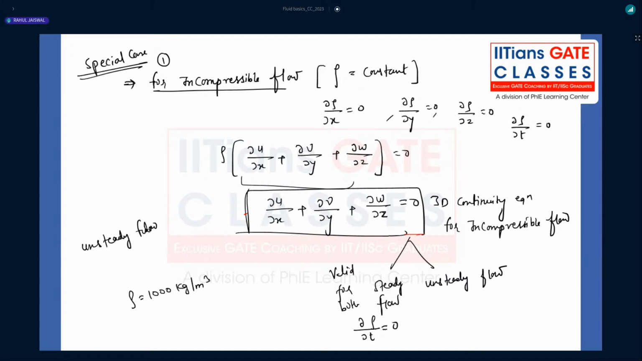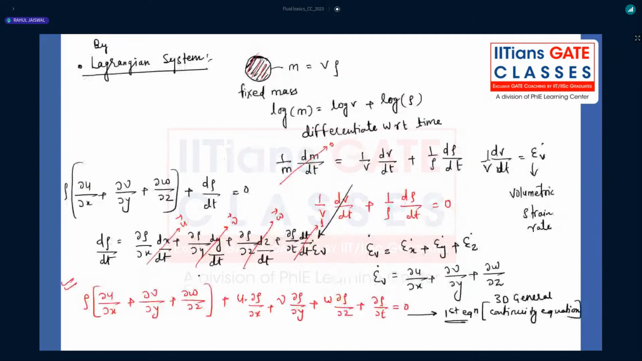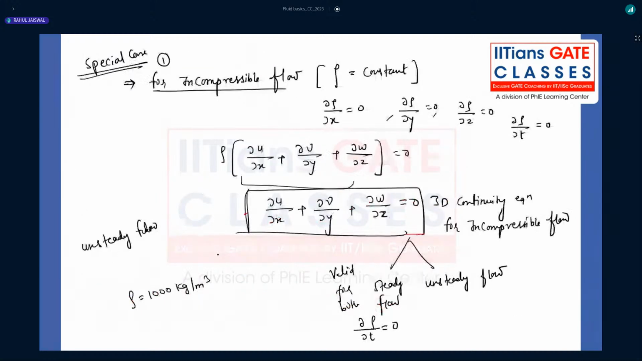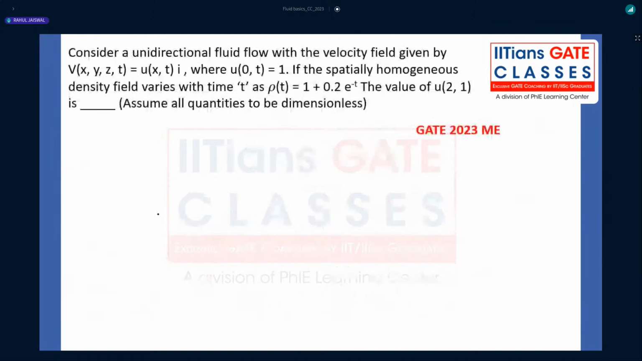Getting my point? Velocity may be a function of time. I'm not saying the velocity is not a function of time. For unsteady flow, velocity may be a function of time, but density will not be there. In a continuity equation, we are not getting ∂u/∂t, we are getting ∂ρ/∂t. Remember that, right?